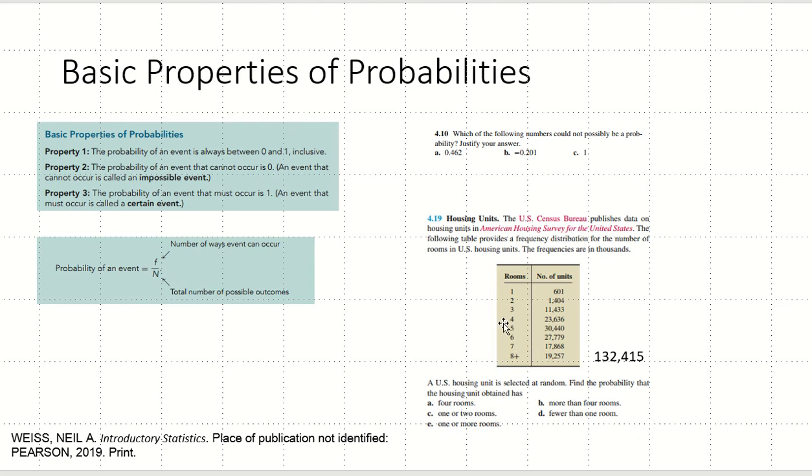For 4 rooms, we look at how many units have 4 rooms. And we see that it says 23,636. We would divide this number by the total number of possible outcomes. So it would be the summation of all these housing units. I went ahead and did the math, and I got 132,415. You can add these numbers up to confirm that this number is correct.